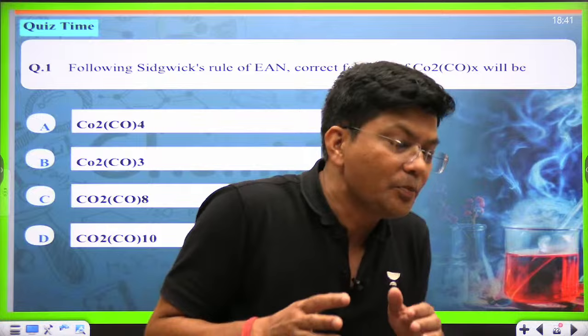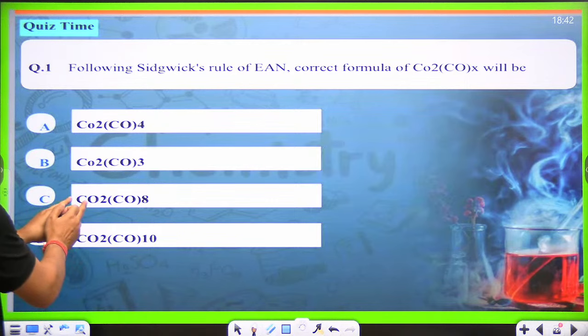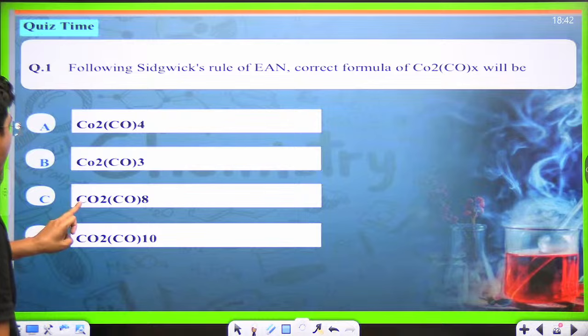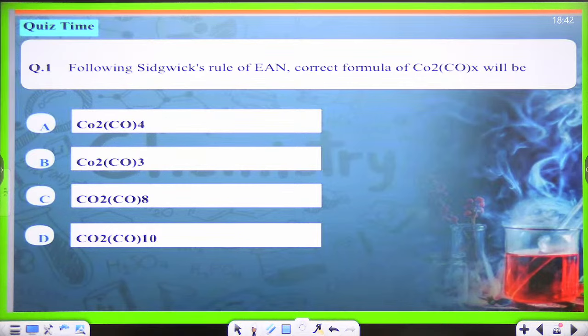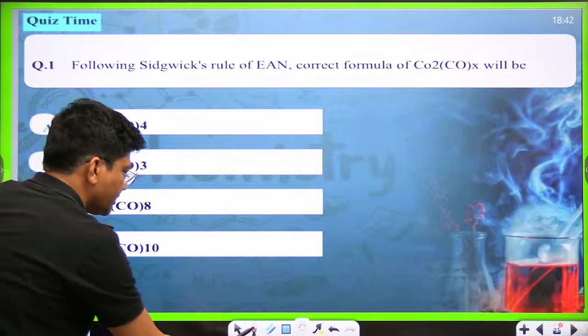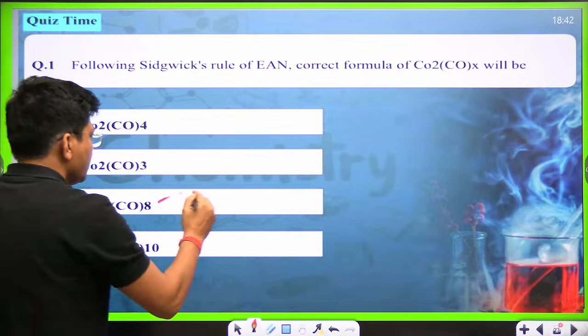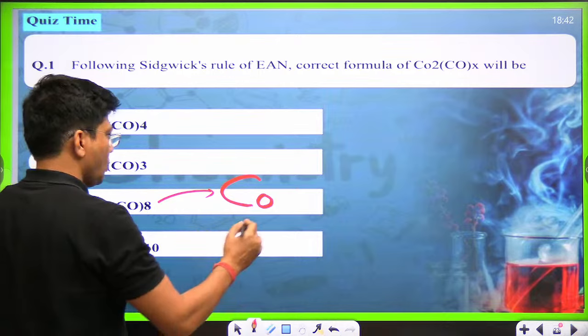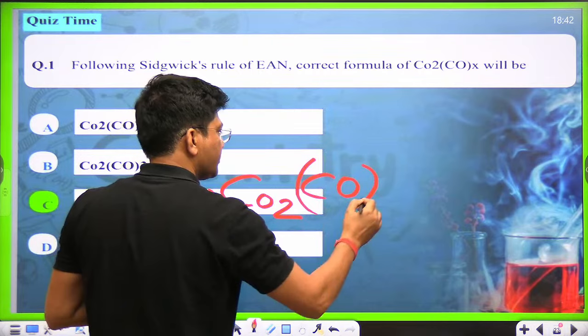Oh my God, some misprinting. Can you see the misprinting, kids? This is cobalt, this is cobalt, this is not cobalt. So I think misprinting is there, kids. I think so. Let's see. Yeah, but see, the answer is correct. Why the answer is correct? That I will let you know. But before that, there is a bit of misprinting. It should be Co2(CO)8.